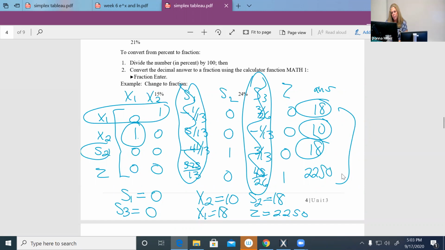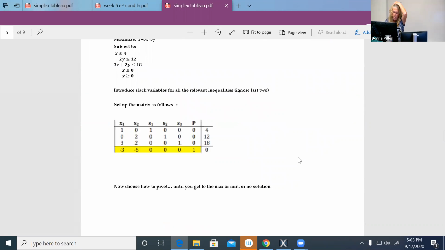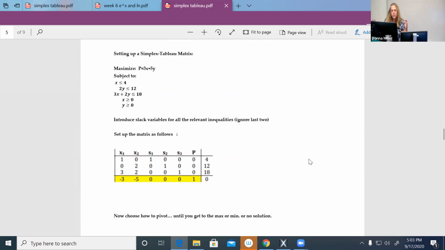Okay, all right. So let's just look at one more. So if we take the words away, all we're doing is putting equations into a matrix. All right. So I'm going to set up some equations here so you can see how it works. So I want to maximize this. That's the bottom row of the matrix subject to these conditions. So I'm going to use X1 and X2 rather than XY.